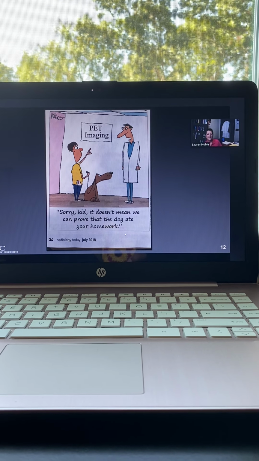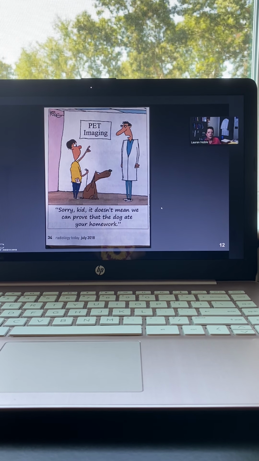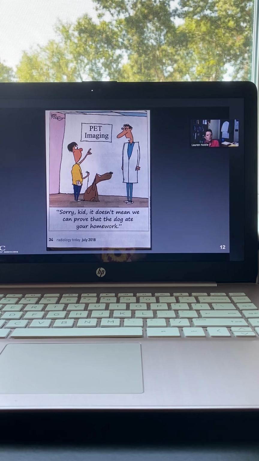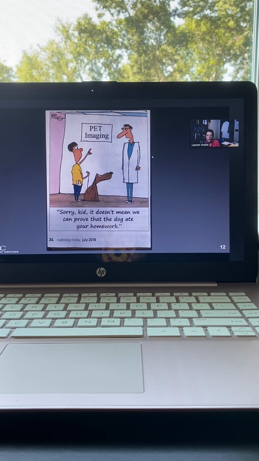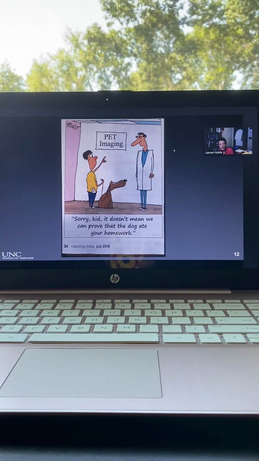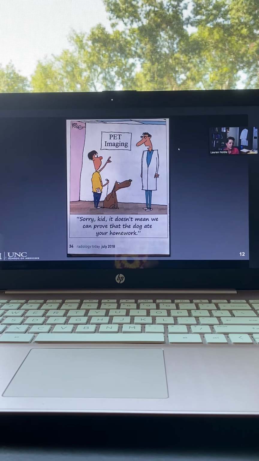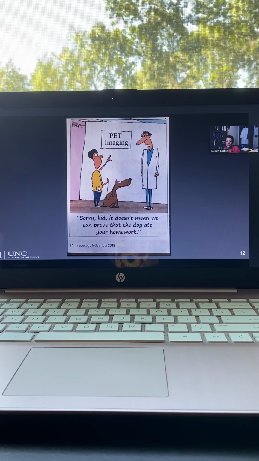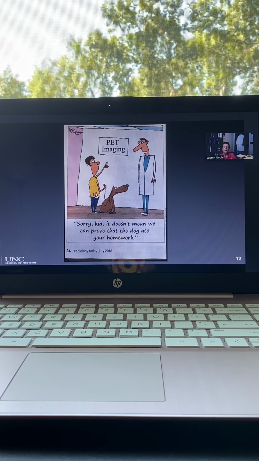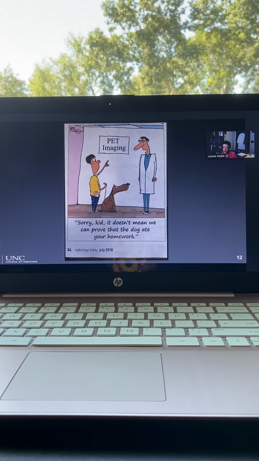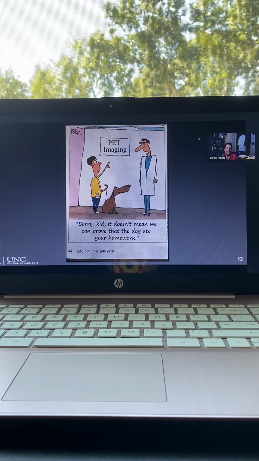Okay. I like the little cartoon here. I had to put that in there because I thought that was cute with the PET imaging. So, dog ate the homework, but no, that's not what PET imaging refers to. You're not imaging your pet. It's the fusion of nuclear medicine, which shows the physiological processes taking place, and then CT, which shows anatomical structures. So it's a fusion of those two.